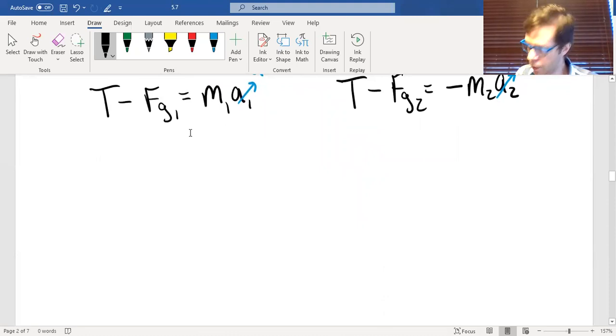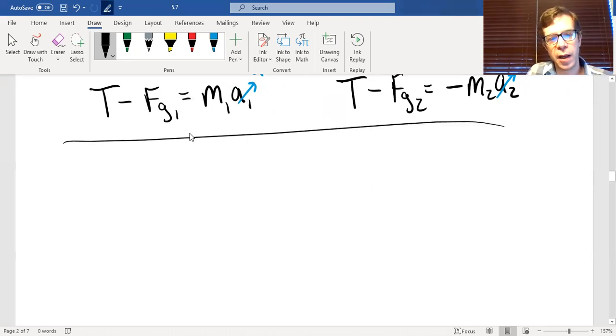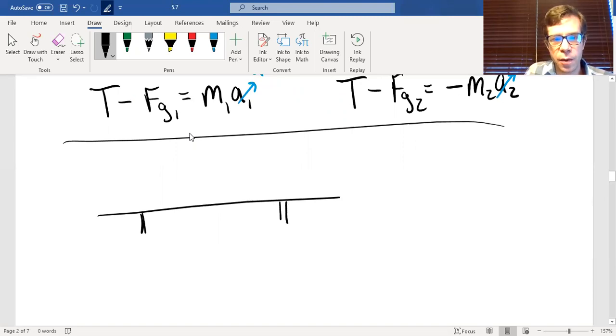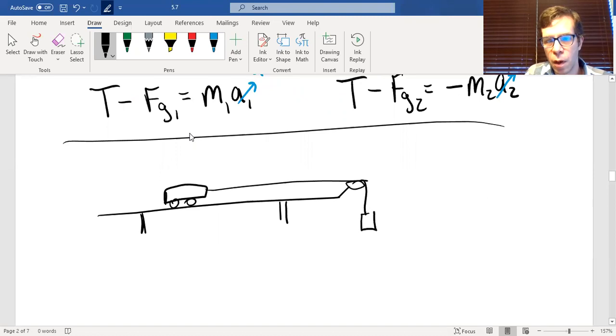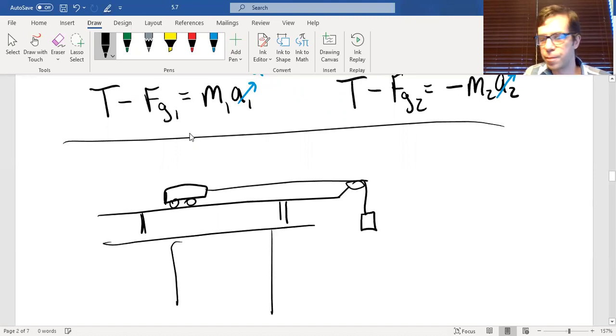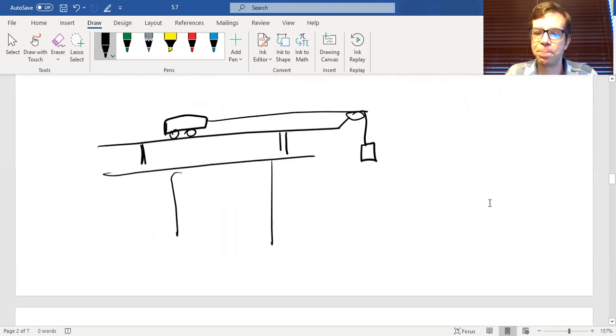All right, I wanted to do another two-body problem, but a little more complicated. So this time, let's imagine we have a track with a cart on it, and a hanging weight off the edge of the table. So this is just like the Atwood's machine, except one of our objects isn't free hanging, right? I'll call the cart M1 and the hanging mass M2.